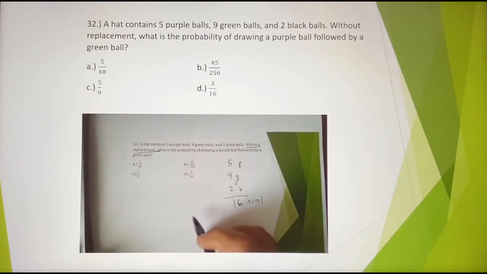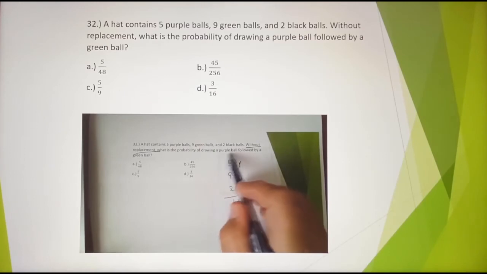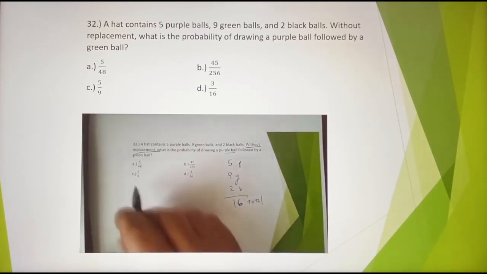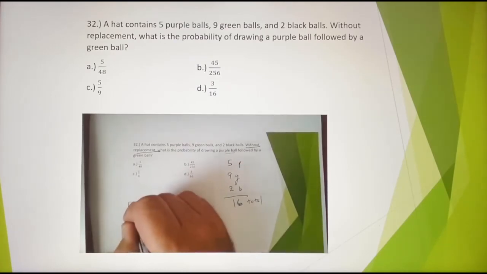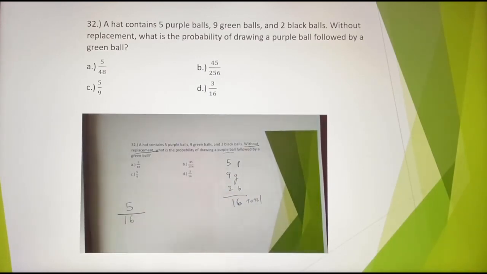So the first thing is, what is the odds, or what are the probability of drawing a purple ball? So that's our first one. Well, the odds of that is, there's 5 purple balls, and there's 16 total. So the probability of that is 5 over 16.